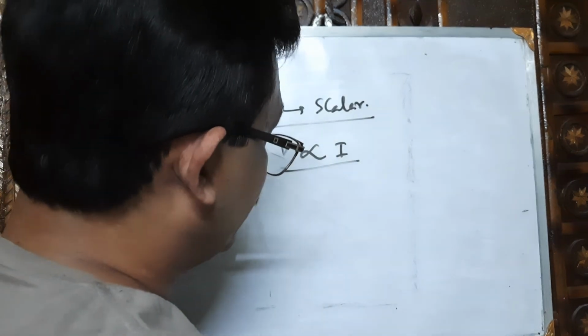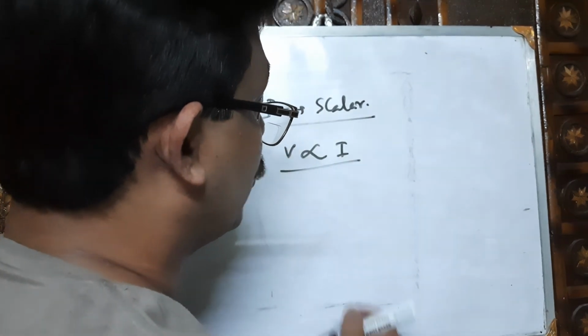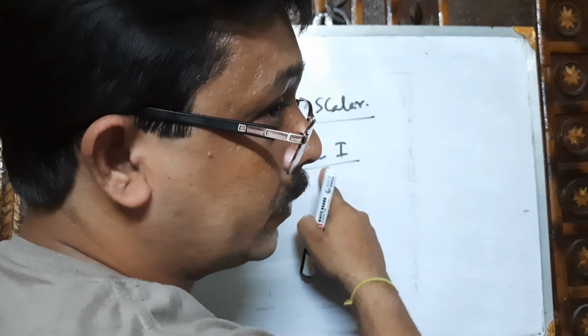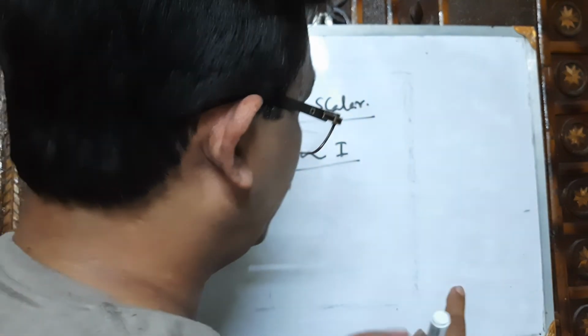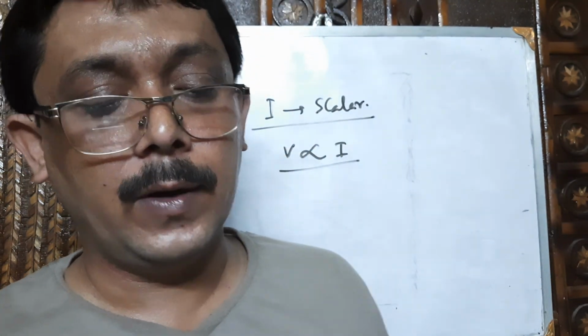But the question comes, write down the vectorial form of Ohm's law. This is Ohm's law, and we write the vectorial form of this one. Okay, so let me stop here. In the next video I am discussing this part: how can I convert it into the vectorial form? Okay. Thank you.